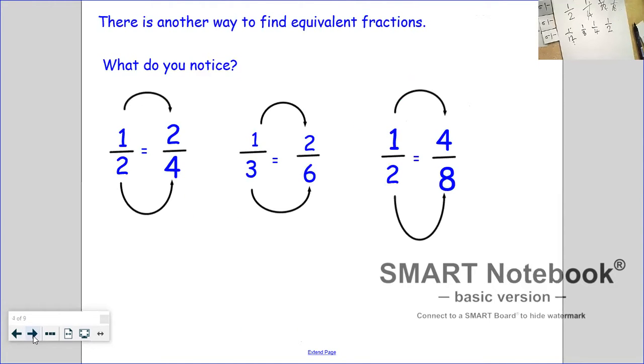So there we go, look. Here's the way for finding equivalent fractions. So what do we notice? 2 to 4, 3 to 6, 2 to 8. 1 to 2, 1 to 2, 1 to 4.